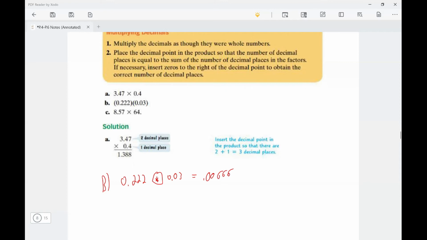And one thing that we can notice is that when we multiply these two things together, we have 3 decimal places here, 2 here, and then we get 5 decimal places out at the end, right?